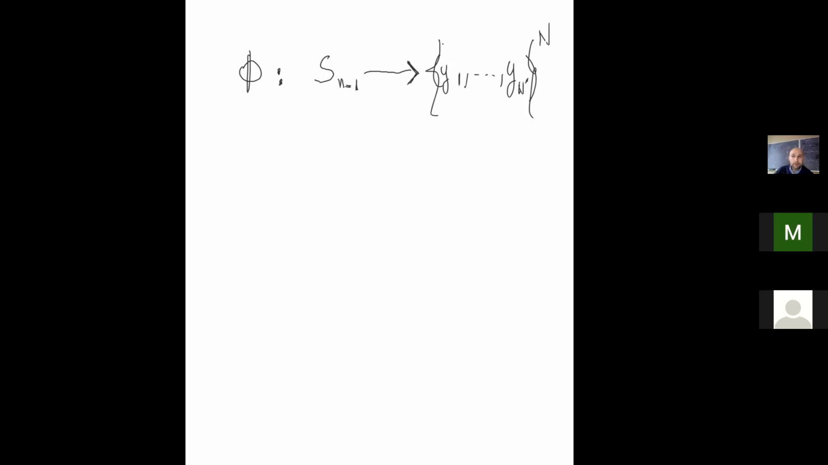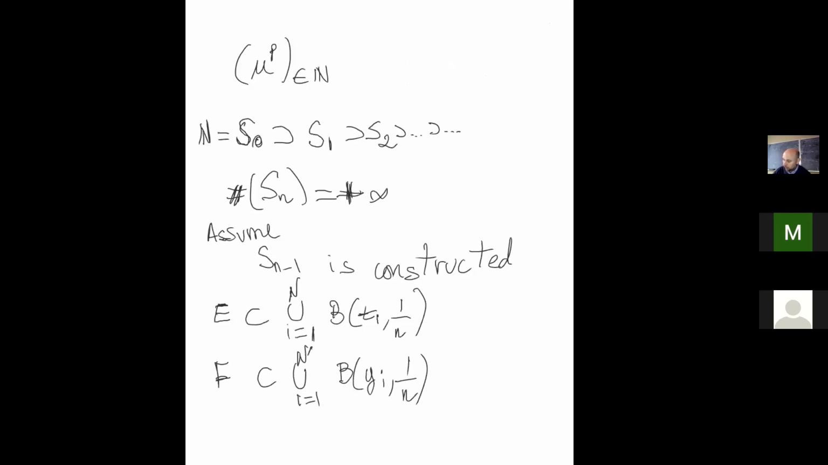So the y's, I defined it just the slide before. You remember? The y's are defined here. So the y's are those points in R to the m with which I can recover the compact set F, right?